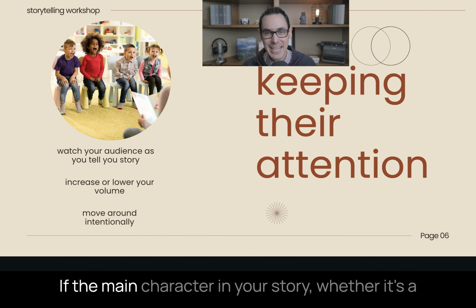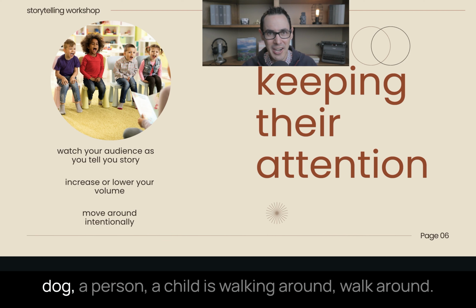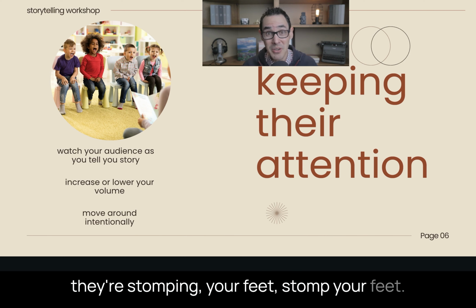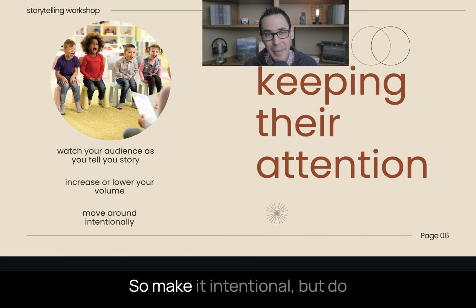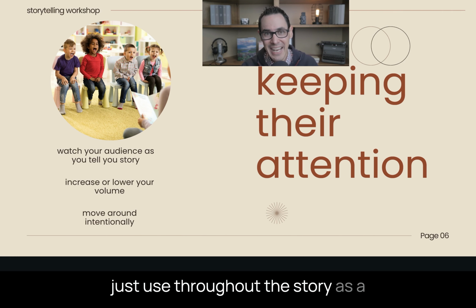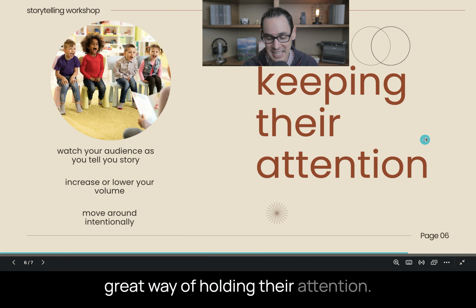Also, something you can do is move around intentionally. If the main character in your story, whether it's a dog, a person, a child, is walking around, walk around. If they're sneaking around, sneak around. If they're stomping their feet, stomp your feet. If they whisper, whisper. So make it intentional, but do something to get their attention.